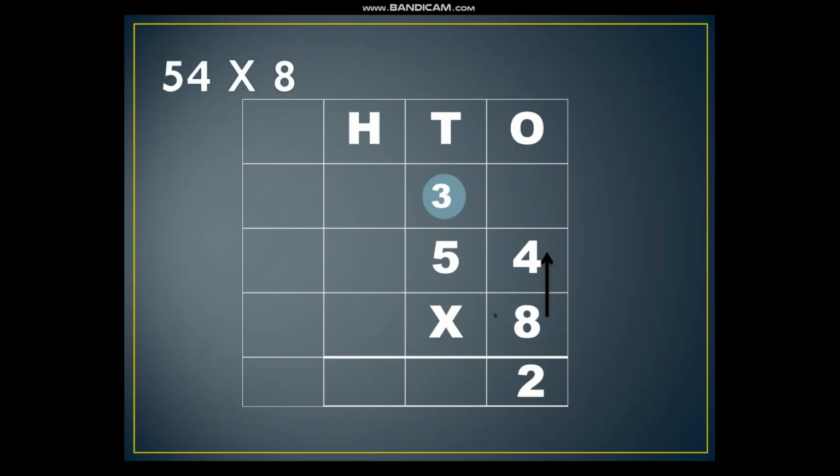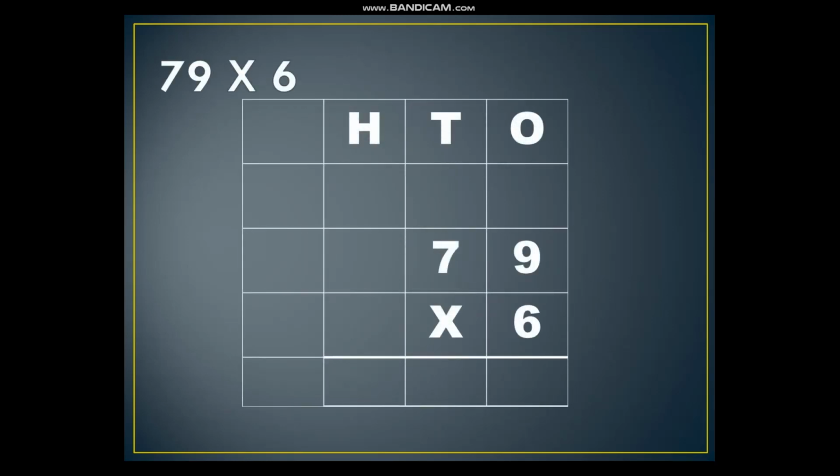Okay. Now 8 is multiplied by 5 means 8 fives are. 8 fives are 40 and we are going to add this carry to 40. 8 fives are 40 plus 3 is 43. Clear? Let us do one more example.